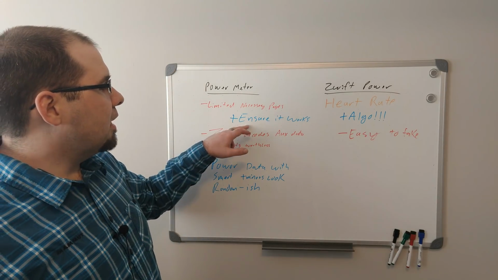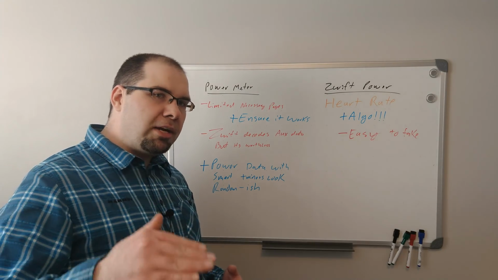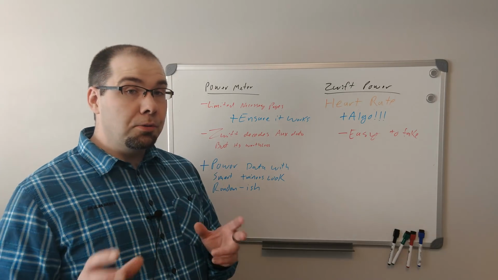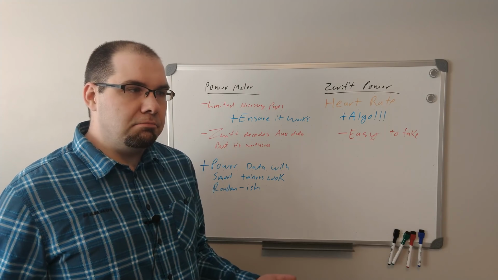And for their side, they just want to ensure that people have a good experience. So they want that threshold, that barrier to entry, to be the minimum. Zwift does decode a lot of the auxiliary data, I found out, but it doesn't really have anything to do with it.